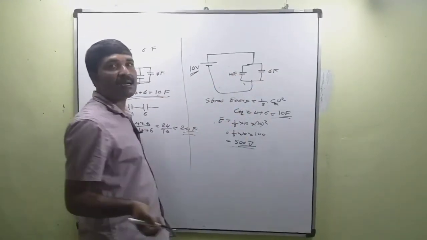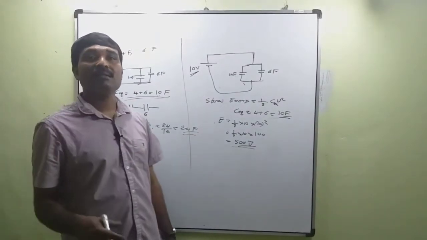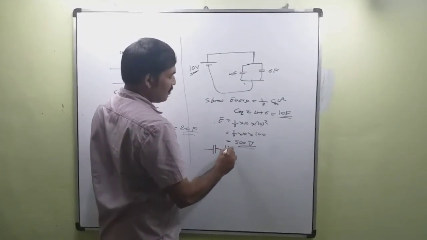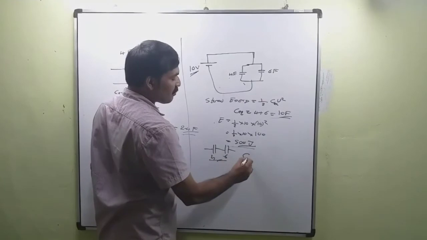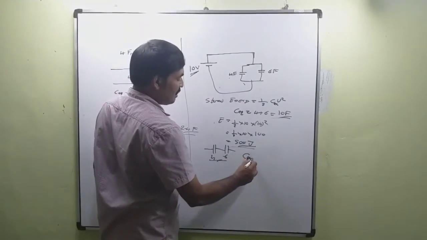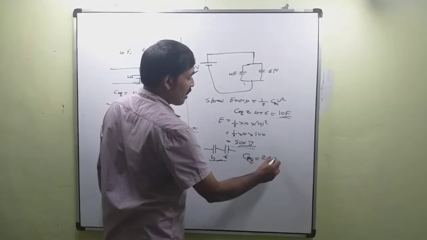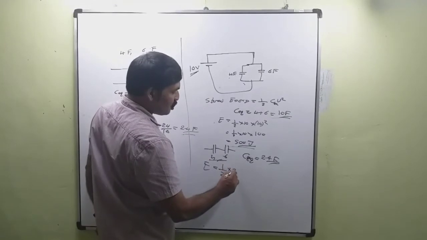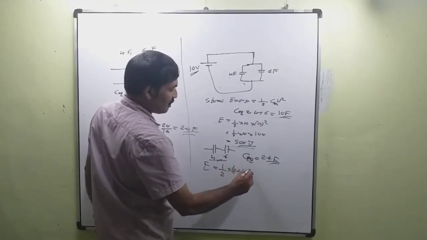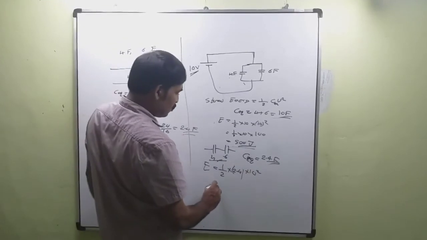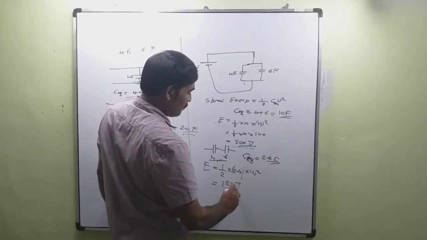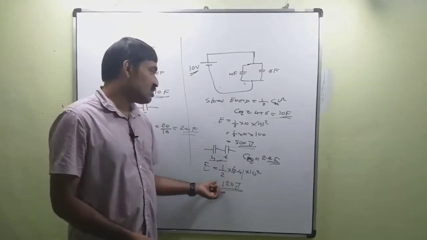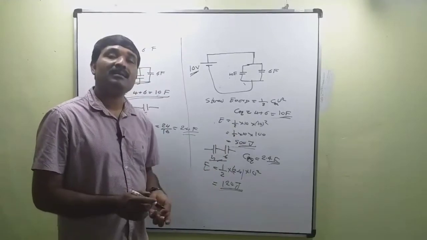Now, suppose these capacitances are connected in series. Then what is the total energy stored? When these capacitances are connected in series, what happens? This is 4 and 6. Then the equivalent capacitance C equivalent is equal to 2.4 farad. Now stored energy is equal to half into 2.4 into 10 square, that is equal to 120 joule. So in series connection, the amount of stored energy is very much less than that when these capacitances are connected in parallel.